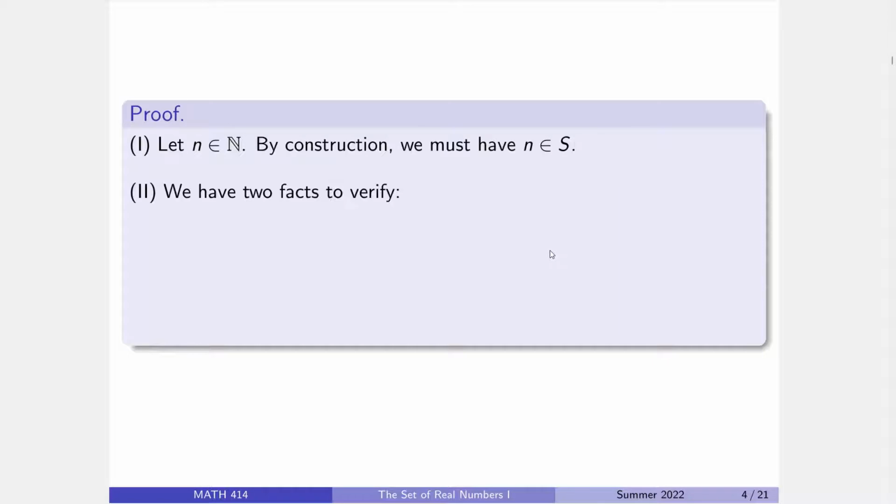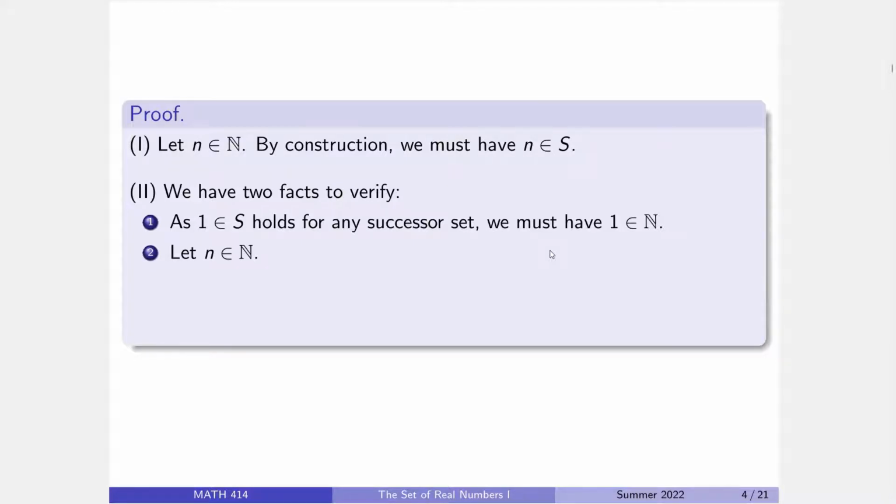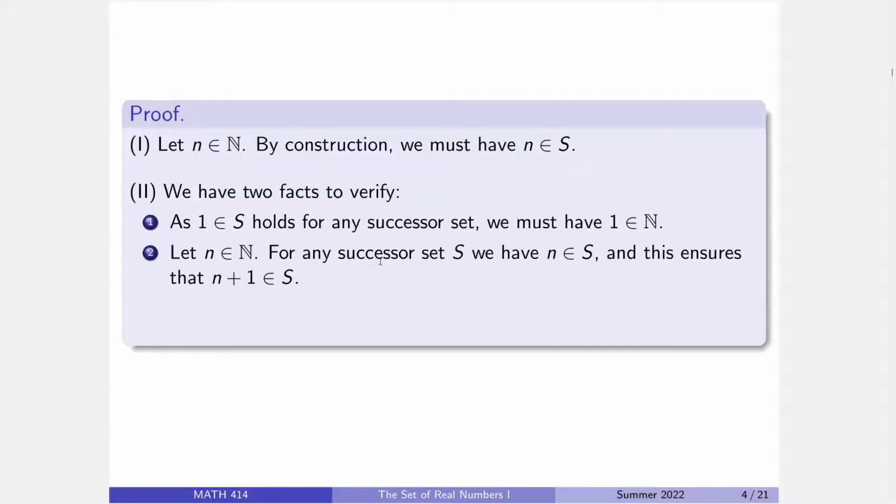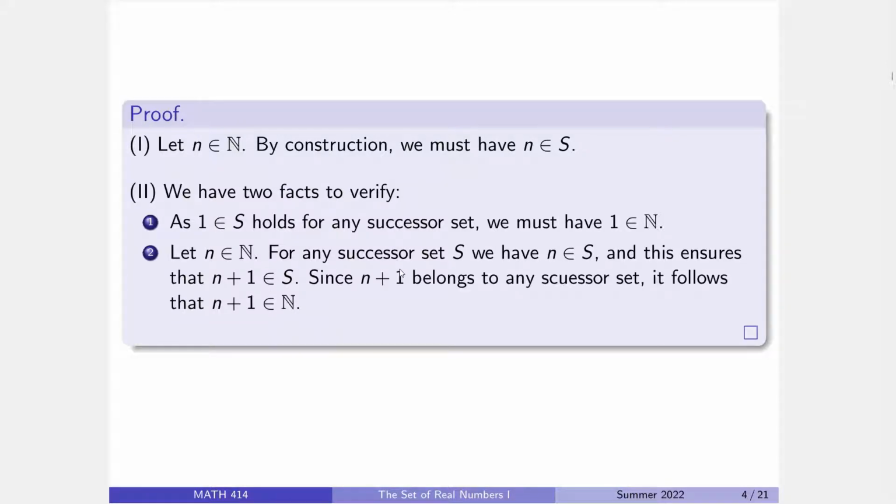Alright, let's prove the natural numbers themselves have that property. First thing to note is that 1 belongs to any successor set, so it's in the intersection, so it's a natural number. Now let's say we have a natural number n. We want to prove that n plus 1 is in there. For any successor set, n must belong to it, and by the property of being a successor set, adding 1 to it keeps you in the successor set, so n plus 1 belongs to every successor set. That's precisely what it means to be a natural number. So the natural numbers are contained in any successor set, and they themselves are a successor set, so they are precisely the smallest possible successor set.